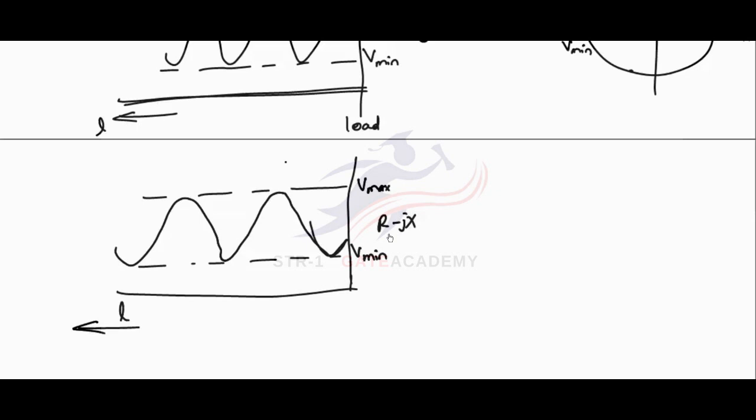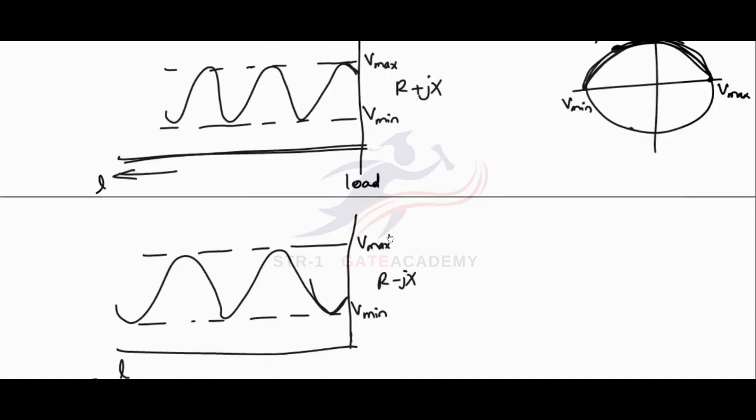Now for a purely resistive load, what will happen? Purely resistive load means x equal to 0. We know that this is the x equal to 0 circle. So all the purely resistive loads will lie on this real axis.